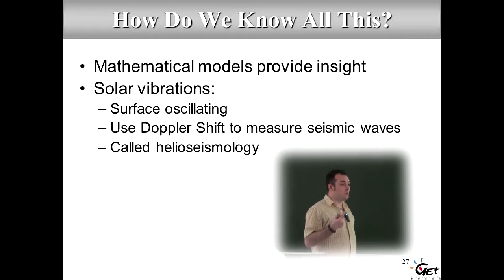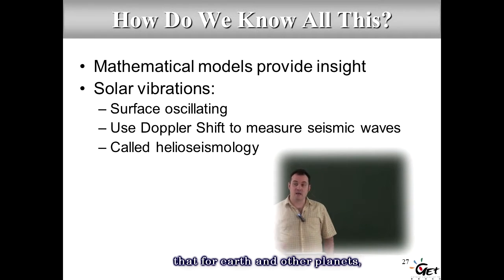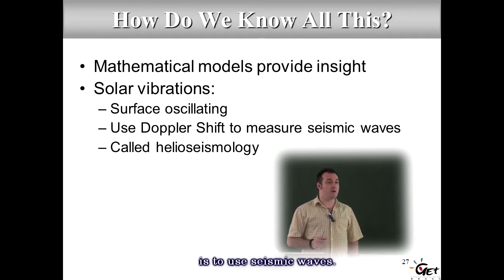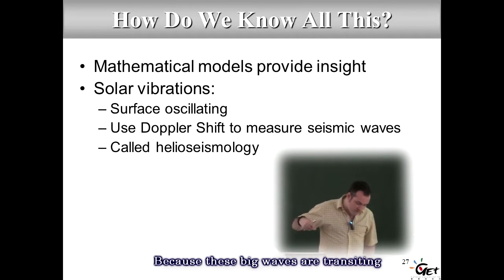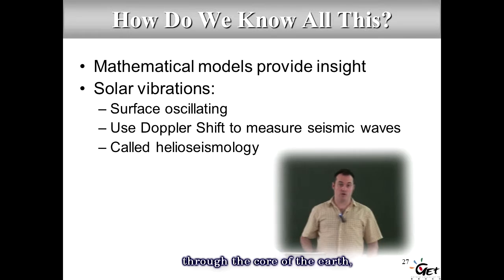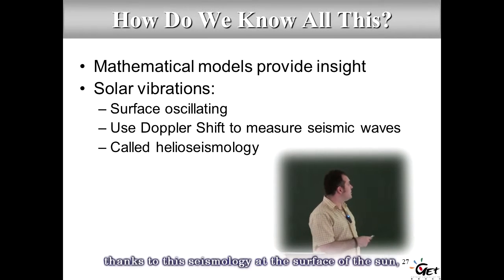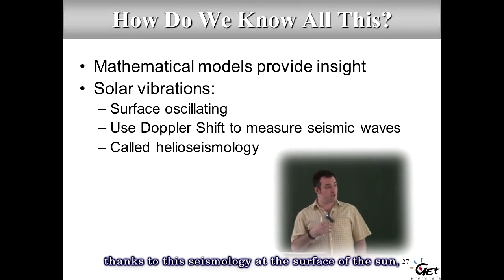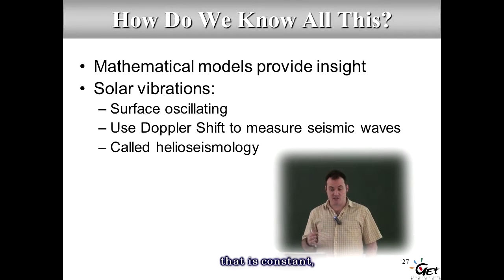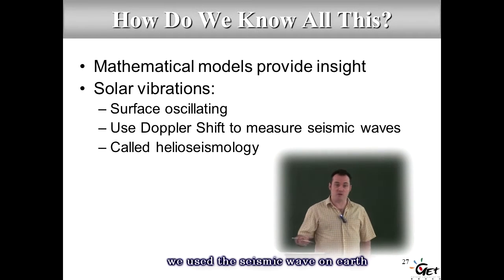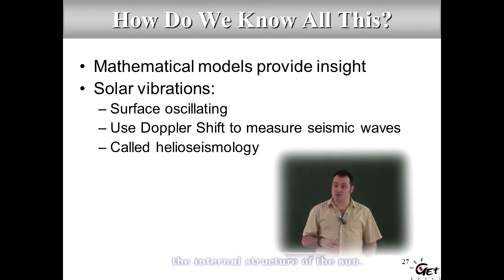Remember, I told you that for Earth and other planets, the best way for us to understand the structure is to use seismic waves, because seismic waves transit through the core of the Earth, and then we can learn the composition. But thanks to this constant seismology at the surface of the sun, we can use it exactly the same way we use seismic waves on Earth to study the internal structure of the sun.